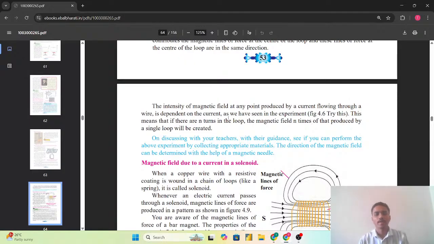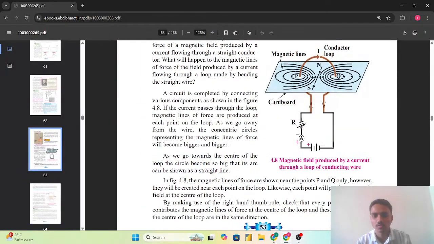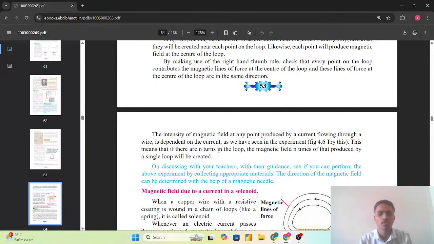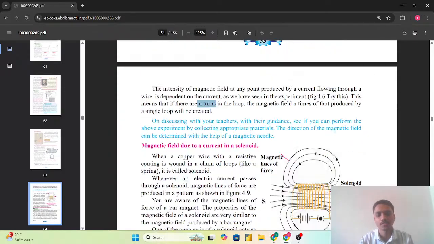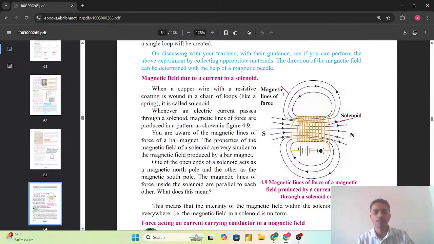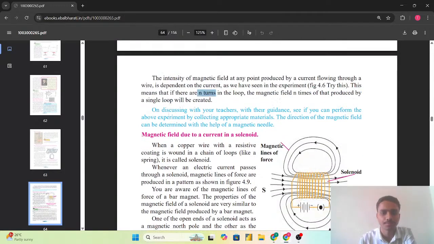So as the number of turns in the loop goes on increasing, suppose they are taken to be n turns, the intensity of that particular magnetic field will also go on increasing. On discussing with your teachers, with their guidance, see if you can perform the above experiment by collecting appropriate materials. The direction of the magnetic field can be determined with the help of the magnetic needle.